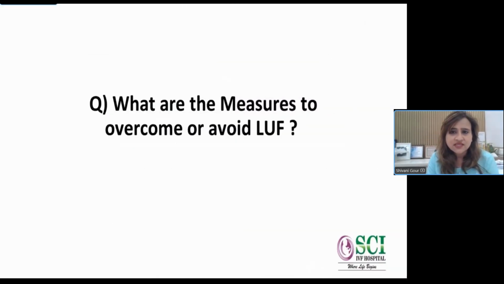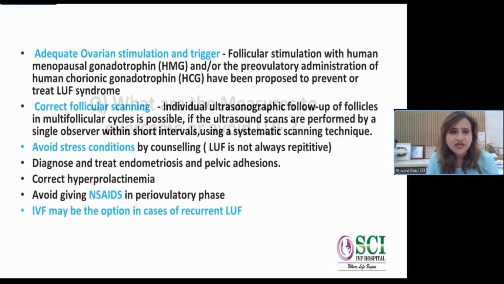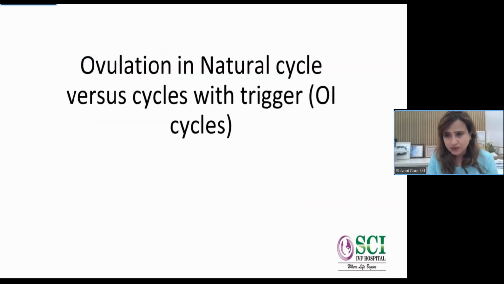So what are the measures that we can take to overcome or avoid LUF? Adequate ovarian stimulation, especially it is seen with HMG and HCG, LUF is very less. Correct follicular scanning, avoid stress condition, diagnose and treat endometriosis, pelvic adhesion, correct hyperprolactinemia. Don't give NSAIDs in the peri-ovulatory phase, and in recurrent cases, IVF is the option.